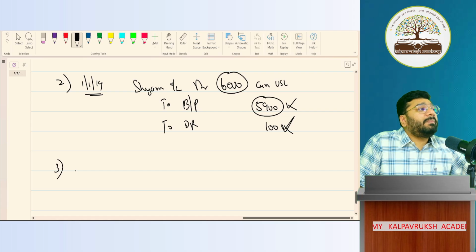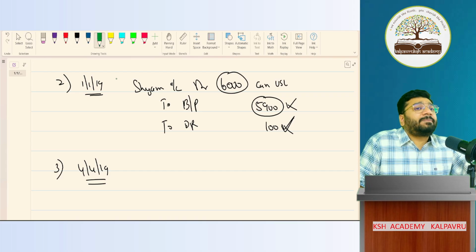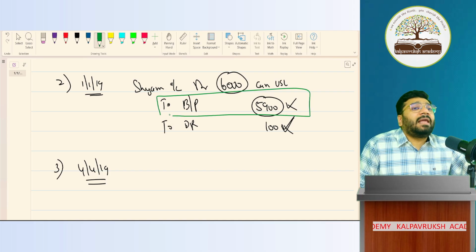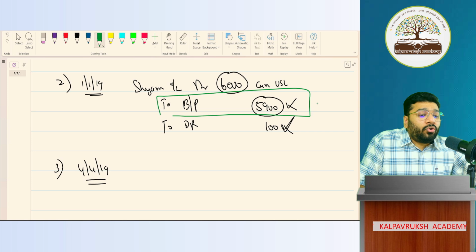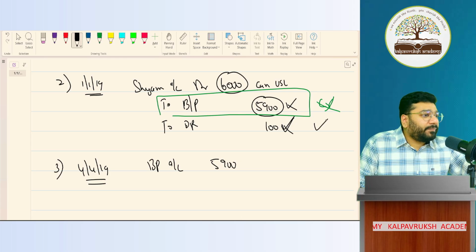Sir, on the maturity date, the bill is getting dishonored. So 4/4/2019, once the bill expires, the validity of the bill becomes 0. It becomes null and void. It becomes invalid. So when you created a BP, you gave a credit. To cancel it, give a debit. So BP account debit. How much? 5,900.